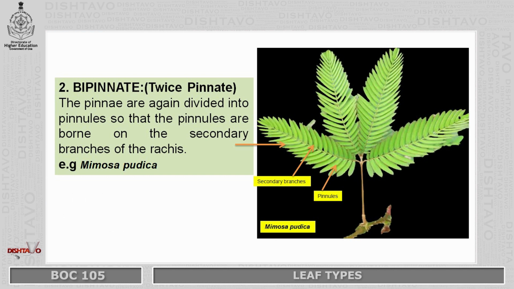Next we go to bipinnate leaves. Bipinnate leaves are also called twice pinnate. Twice pinnate means the primary axis or the midrib produces secondary branches, and on these secondary branches the leaflets are broken into still lesser degree, which are called pinnules. So pinnae are broken into pinnules, which you can see in the picture. You can see the secondary branches and the pinnules attached to the secondary branches. So it is twice pinnate, or we say bipinnate.